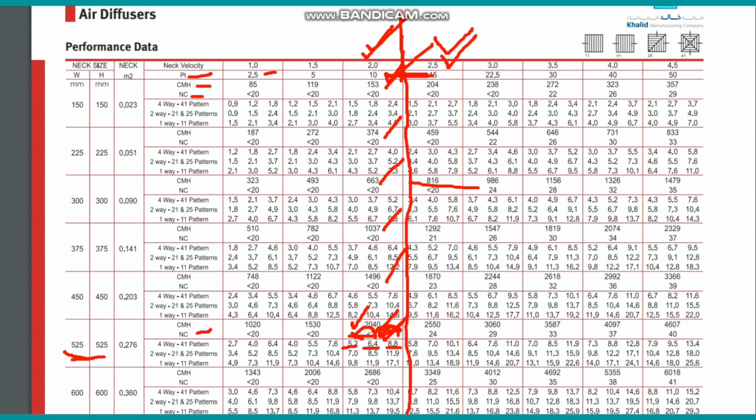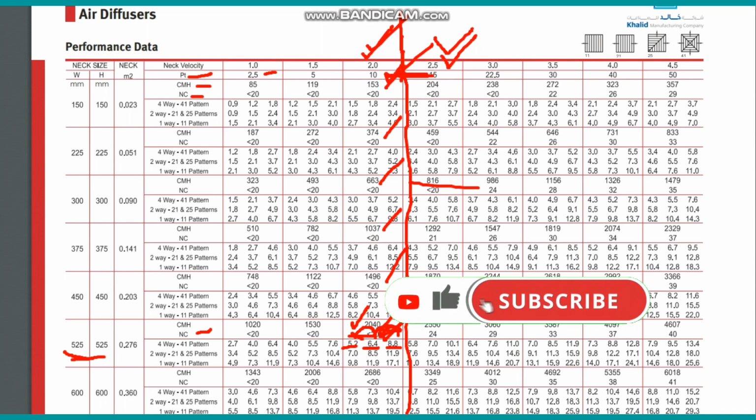In my next video I will explain how to select the linear slot diffuser and grills with some technical backup points. Instead of simply saying go to the data sheet and select this value, you need to understand how it affects the technical points of your selection.